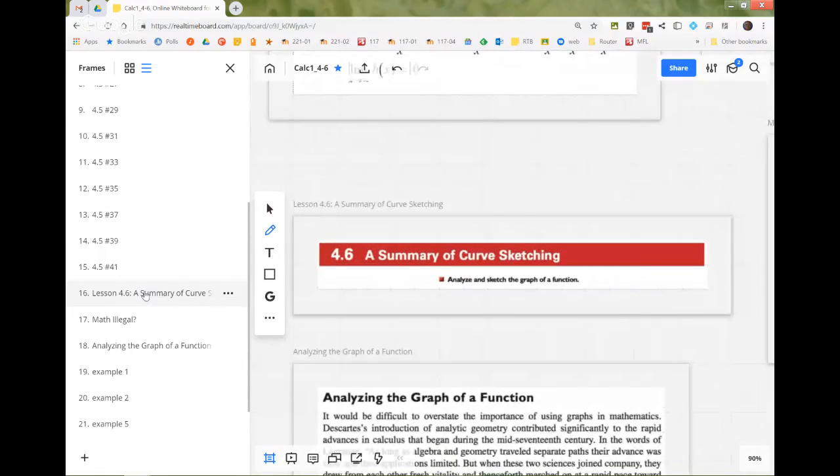So here's the new lesson. And really, it's not a new lesson. It's a bunch of things that we've learned, gathered together to help us sketch graphs. So the good news is there's really nothing new today. We're going to be gathering a lot of tools that we've already learned to help us with a graph. And you'll see we've got quite a collection.